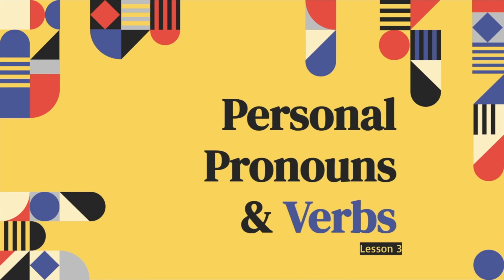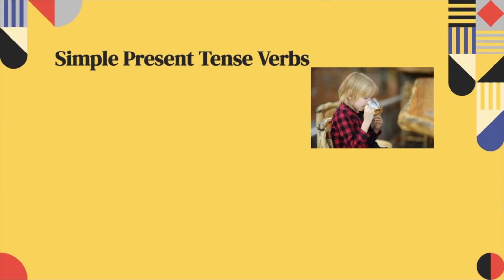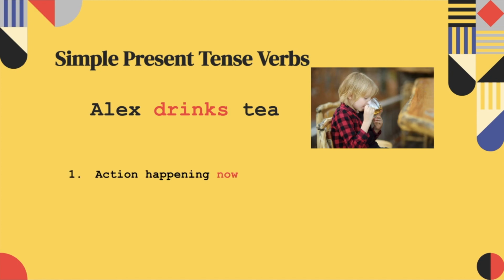Hello everyone, this is the third lesson in personal pronouns and verbs, and in this lesson we'll talk about verbs. We will talk specifically about simple present tense verbs, and this is the basic form of verbs. Let's come back to our previous example of Alex drinks tea. As we know, the verb here is drinks, and this verb here is used to describe something that is happening now. This means that Alex is drinking tea in this moment. This is one of the uses of simple present tense verbs.